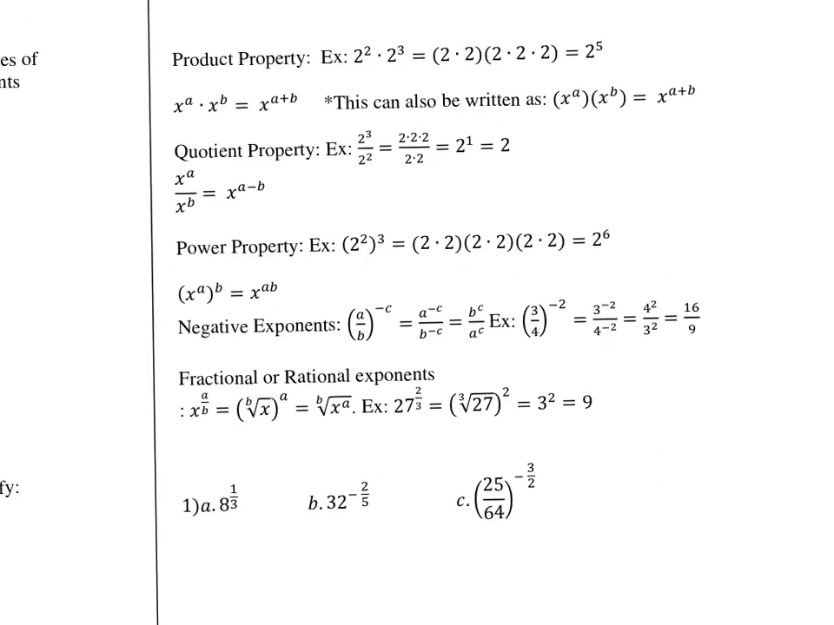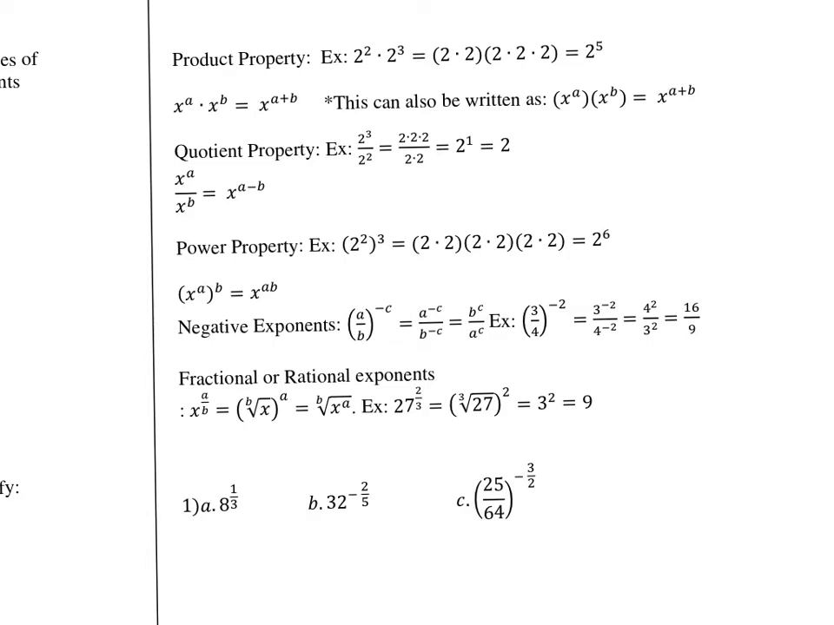Okay, next up we're going to review our properties here. So we have 5 properties we're going to talk about. The first one is the product property. That's saying if we have two of the same bases multiplying, we actually add their exponents. And you can see the explanation there. That's 2 2's multiplying, that's 3 2's multiplying, so it's going to give us 5 2's multiplying. So that's our basic property there. Multiplying the same base, we add their exponents.